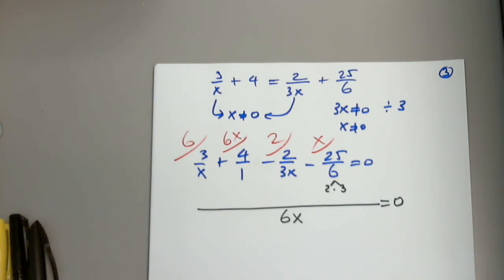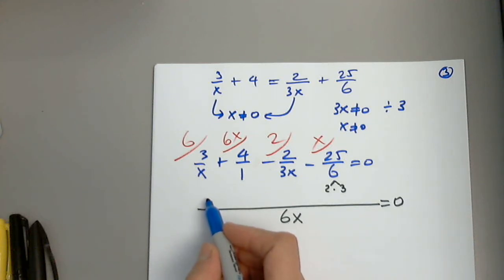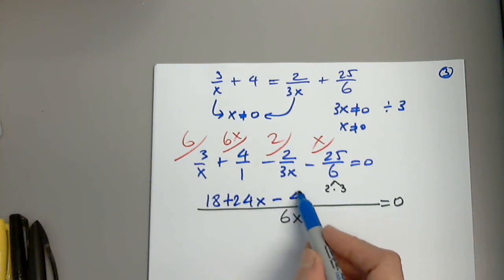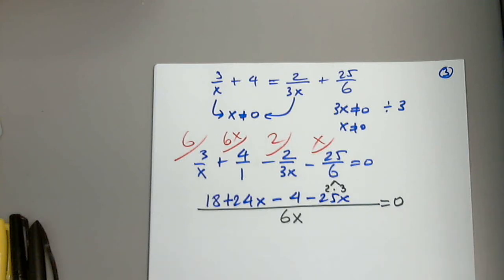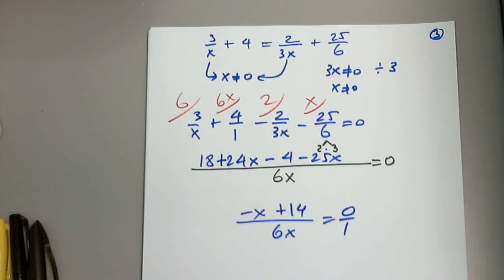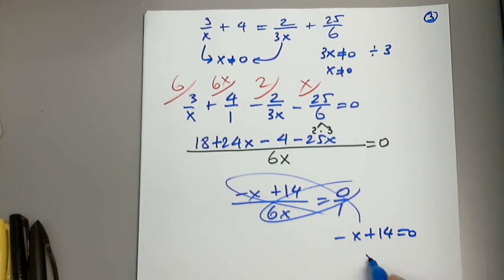And now I'm ready to write the numerator. Ready? 18, 24x, minus 4, minus 25x. That's it: 6 times 3, 6x times 4, minus 2 times 2, minus x times 25. Is this clear? All steps? Perfect. So now I combine like terms. Negative 25x with 24x is negative x, and 18 minus 4 is positive 14, divided by 6x, and this is my reminder not to forget what I need to do next. So when I cross multiply, I get negative x plus 14 is 0, a linear equation, x equals 14.